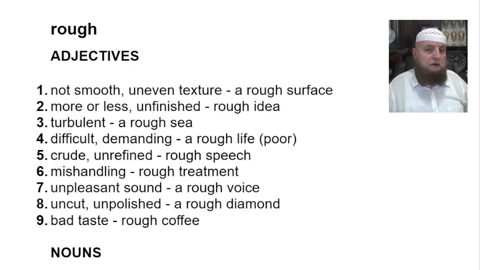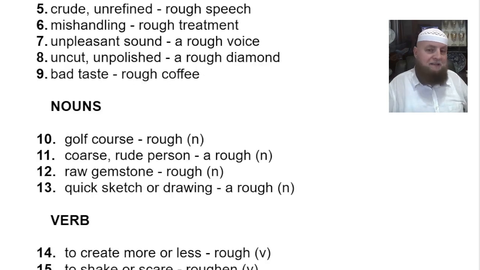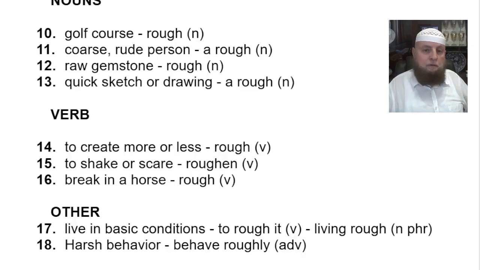For the word rough, I found it had 9 meanings as an adjective, 4 meanings as a noun, 3 meanings as a verb, and 2 other meanings. That's 18 meanings and uses of the word rough.